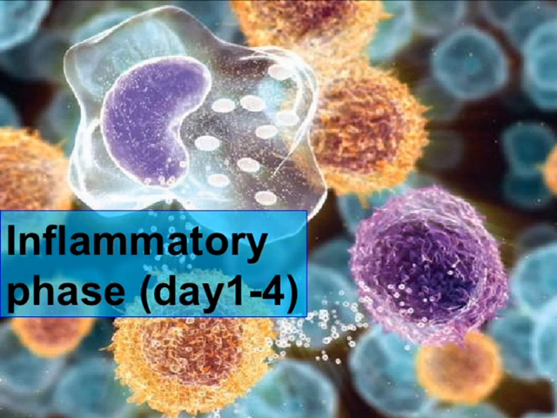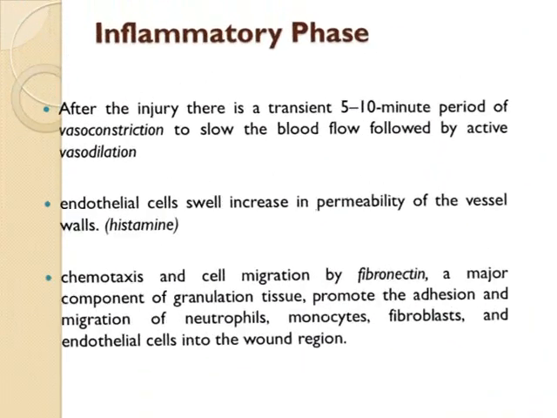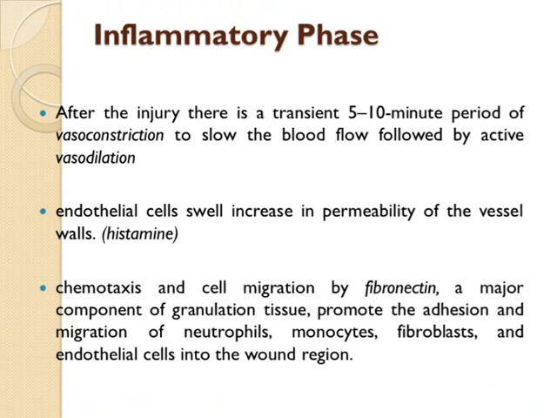The inflammatory phase always persists about 1 to 4 days. How does it happen after the injury? There's about a 5 to 10 minute period of vasoconstriction to slow down the blood flow, followed by active vasodilatation. Endothelial cells swell and there is increased permeability of the vessels, caused by the effect of histamine. And then the process of chemotaxis and cell migration happens.